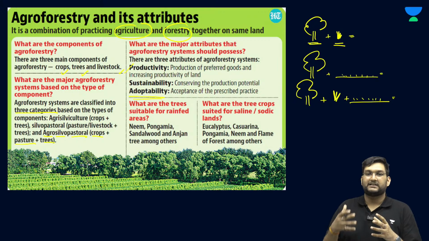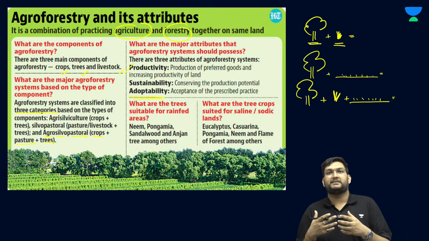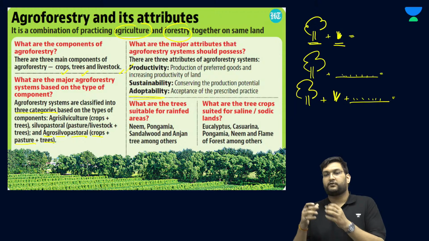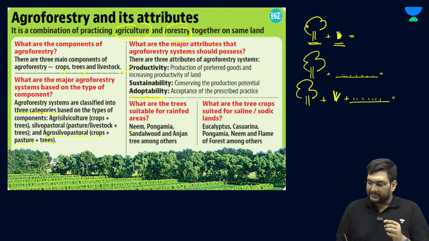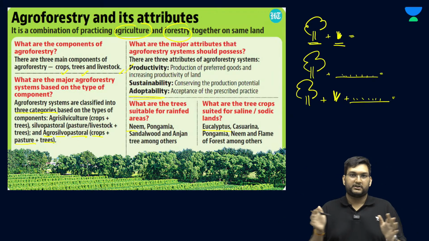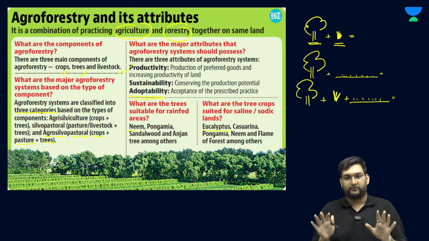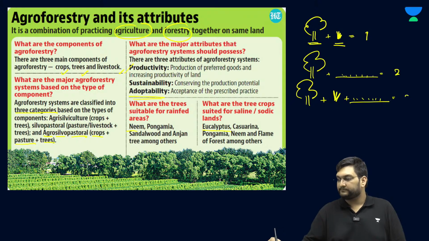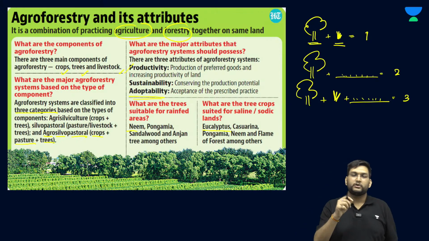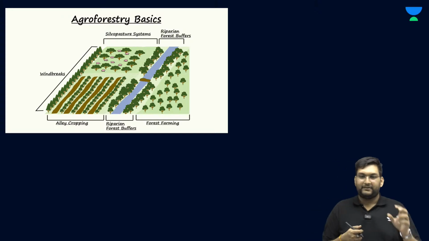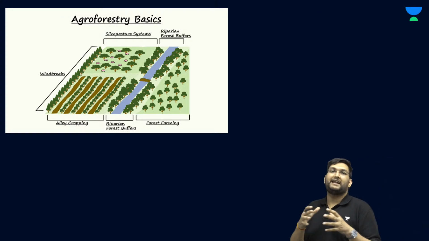Now, there are certain trees which are quite suitable for rain-fed areas, for the saline areas, for example, neem, eucalyptus. That is a separate issue altogether. That is not what we are here for. But the idea is you understand that there are three types of agroforestry. And just to give you an example, I again have an infograph of how agroforestry can work together.